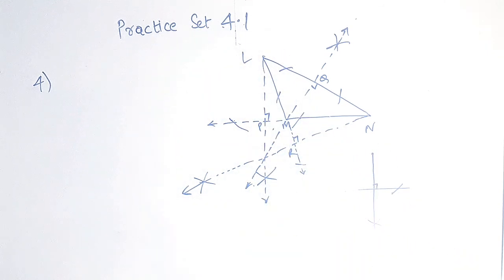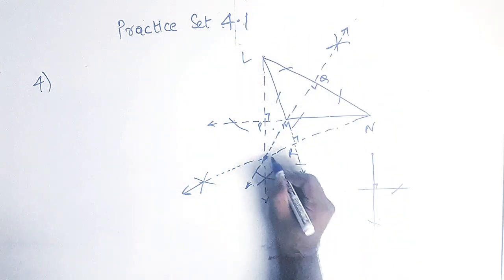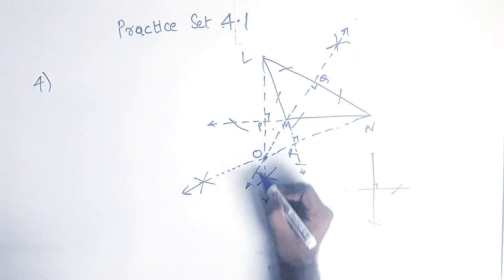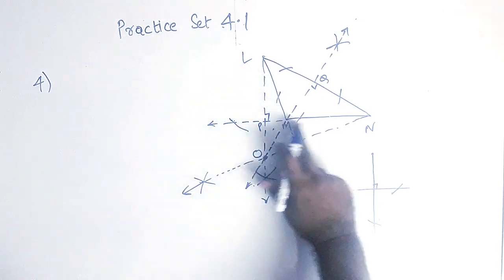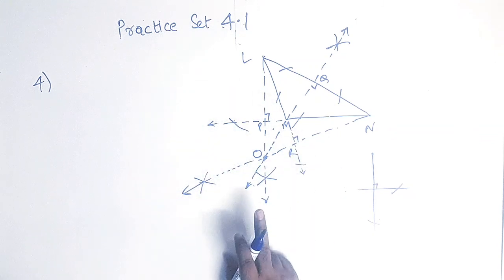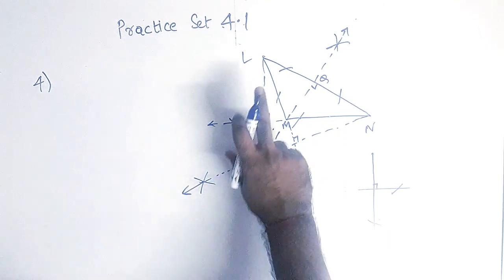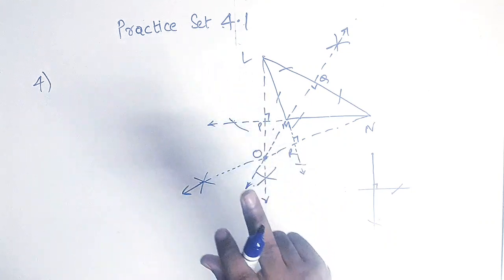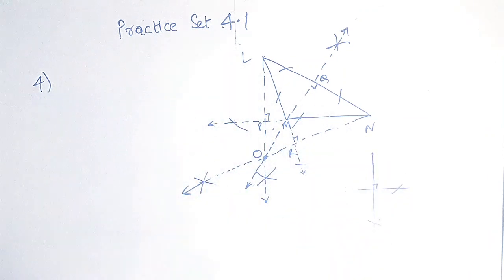So these three altitudes, they are meeting at this point, which is called the orthocenter, and it is denoted by O. The orthocenter of an obtuse angle triangle always lies outside the triangle. Mind it, students, the orthocenter of only an obtuse angle triangle lies outside the triangle.